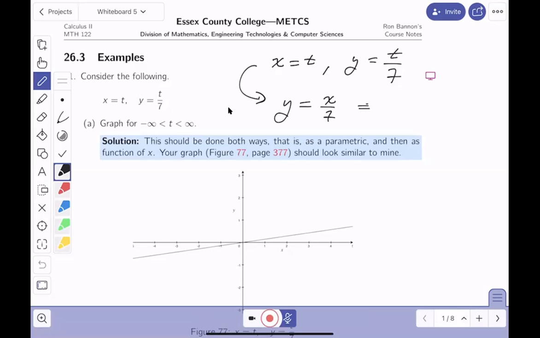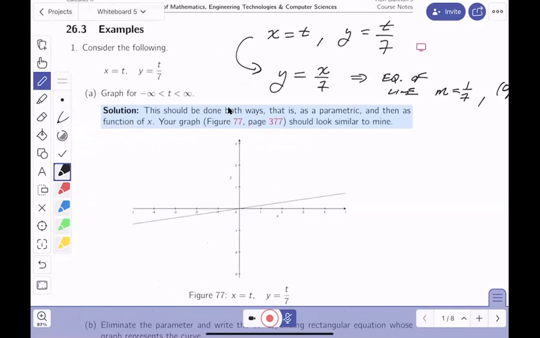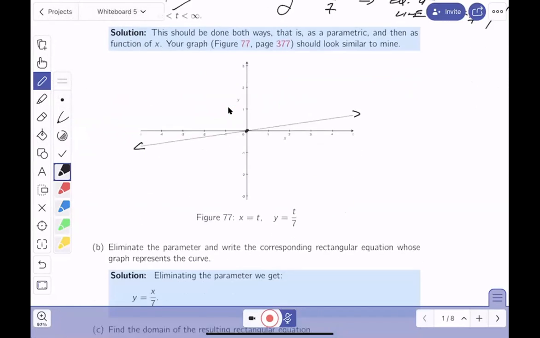So I would clearly know that this is an equation of a line with slope 1/7 and a y-intercept of 0. So it'd be (0, 0). I'm going to say it's fairly easy to graph it out. What does it ask me to do? Graph it. What would you get? A line whose slope is 1/7 that goes through the origin. All right, so that's pretty simple. So let's go to the next question.